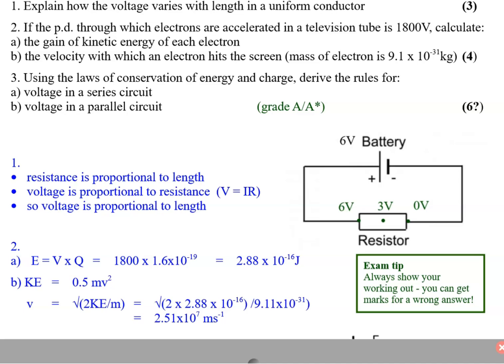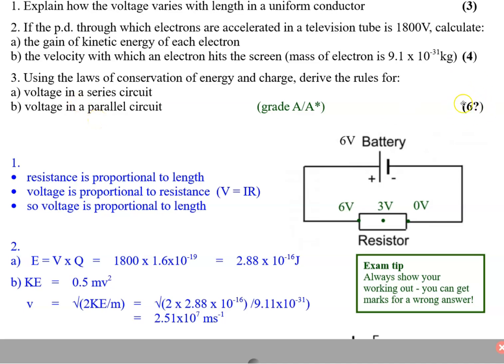Question 3 says use the laws of conservation of energy and charge. So we've mentioned both of these in the previous lessons. Derive the rules. So the word derive is something which most exam boards expect you to do. This is show algebraically why these rules are true. So we know what the rules are, so we could just write them down. We might get a mark possibly for that, but probably not.